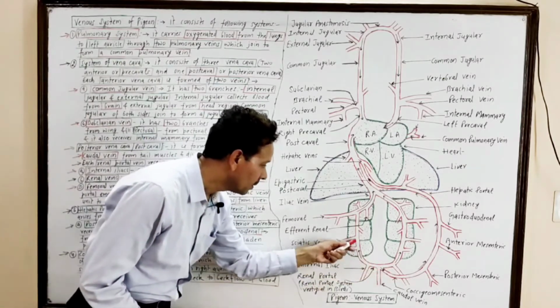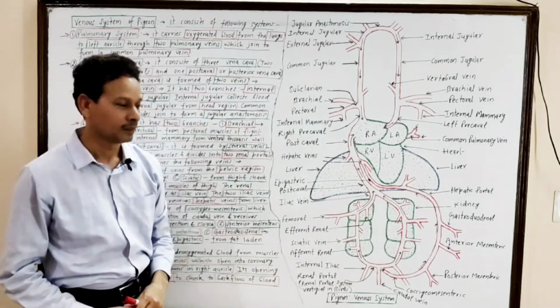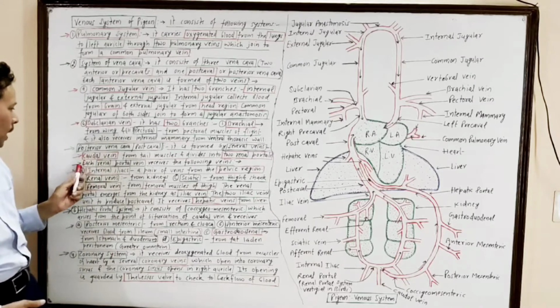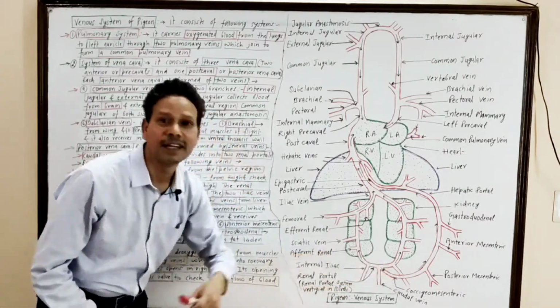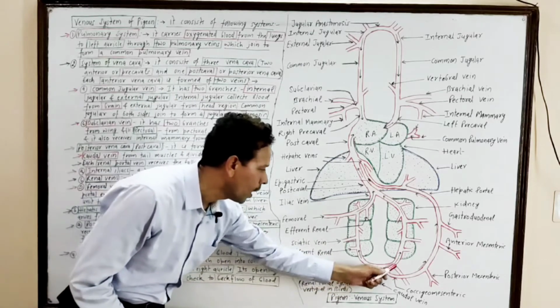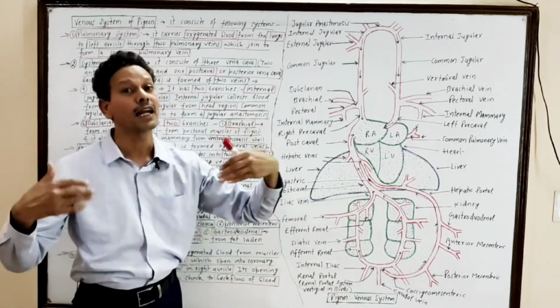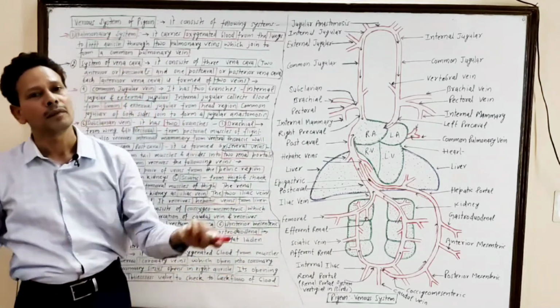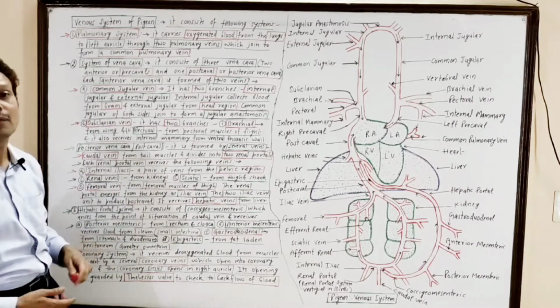And this renal portal vein of each side receives the following blood vessels. One is internal iliac. From each side, one internal iliac. And this internal iliac collects blood from the lower part, the pelvic region of the body. Second blood vessel is renal vein.